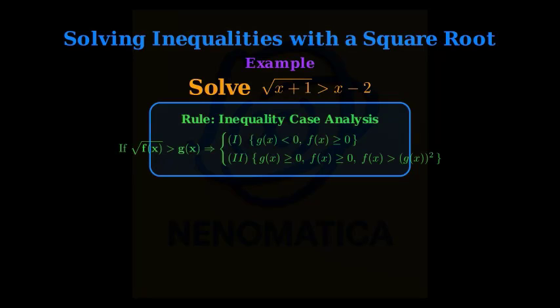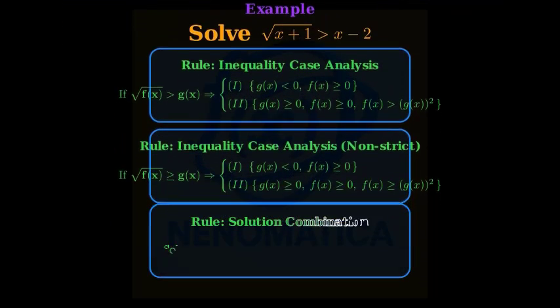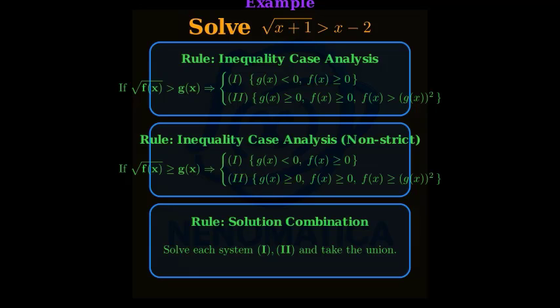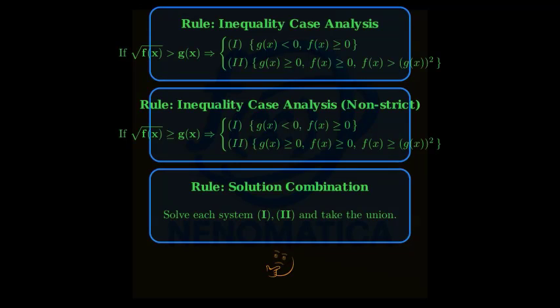Step 2, the non-strict version, square root of f of x greater than or equal to g of x. Again, two cases, but the last comparison becomes greater than or equal to. Step 3, solve each case as a small system and then take the union of both case solutions. Quick challenge. Predict which case the value x equal 1 will belong to.